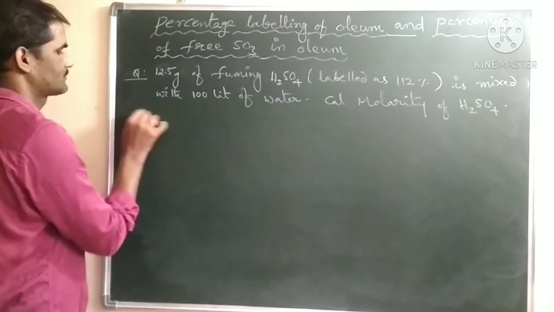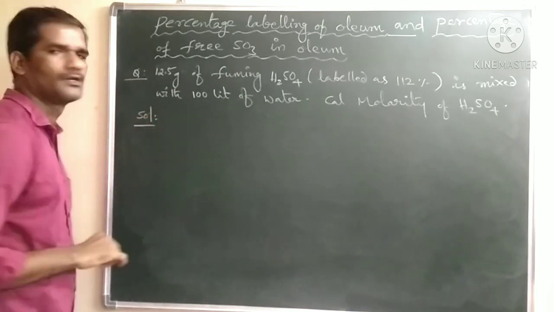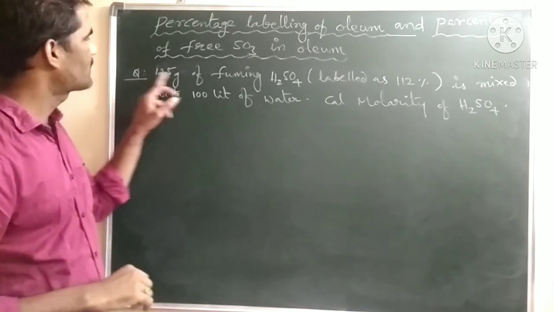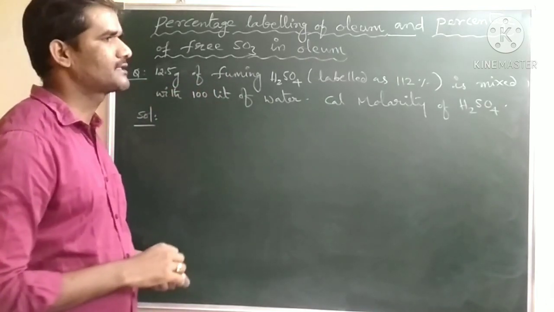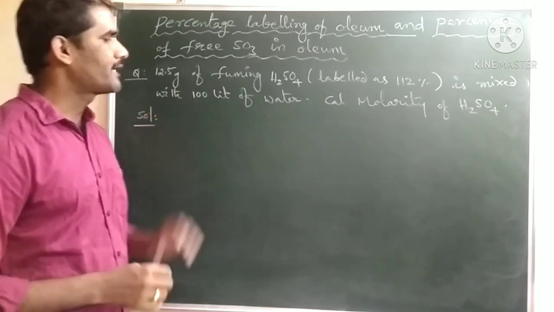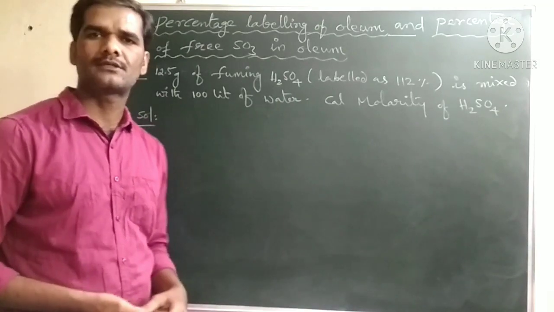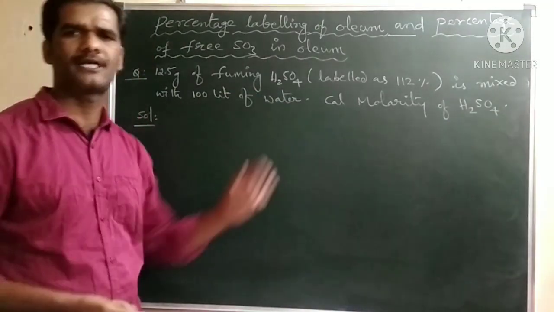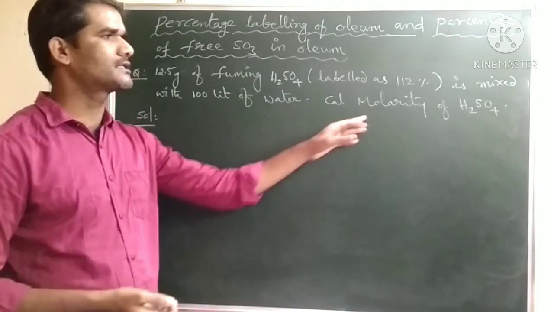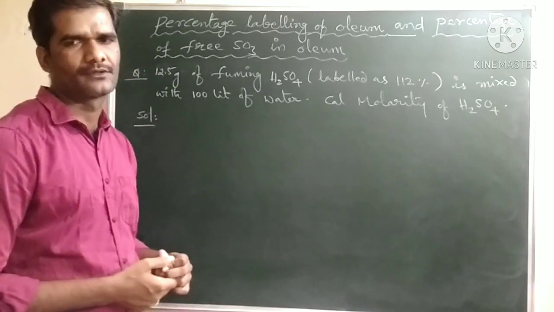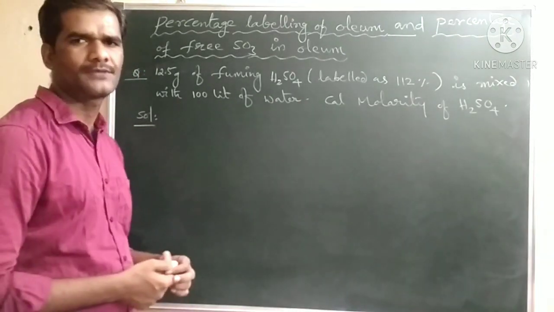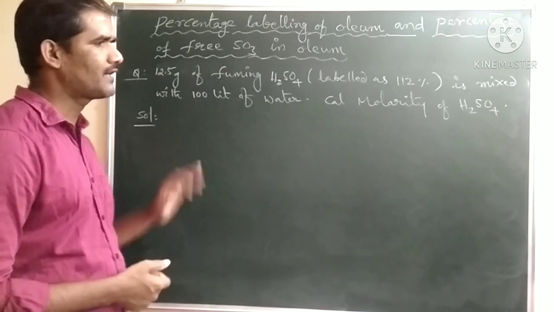Now, the solution. Here 12.5 grams of fuming sulfuric acid is there. To that they added 100 liters of water. Then what is the resultant solution? After adding water, anyhow we will get H2SO4. Then what is the concentration of H2SO4 in molarity? That we have to calculate here.